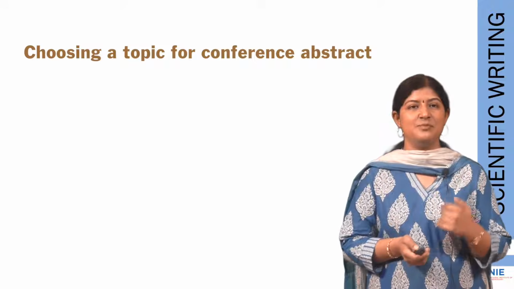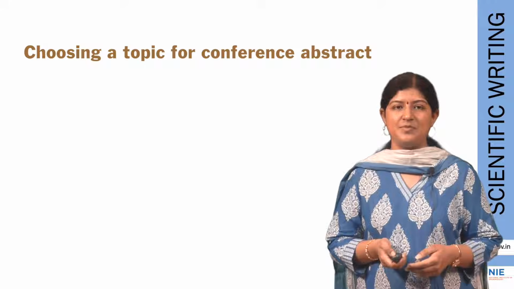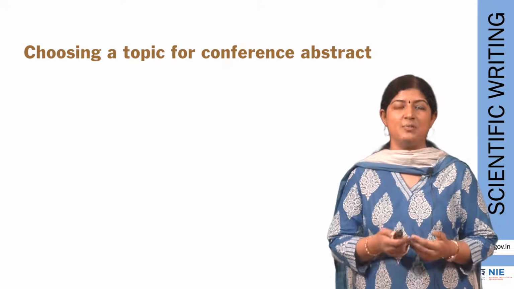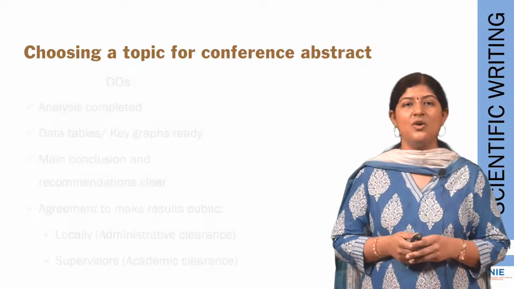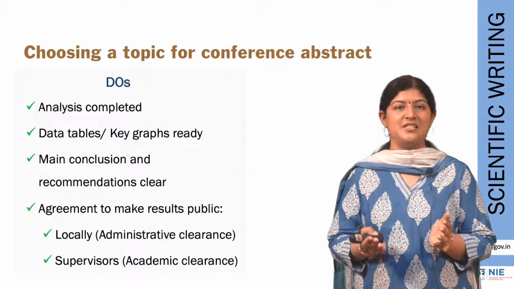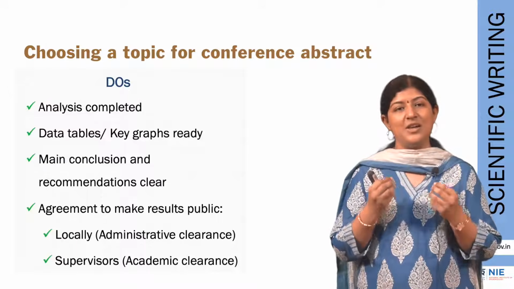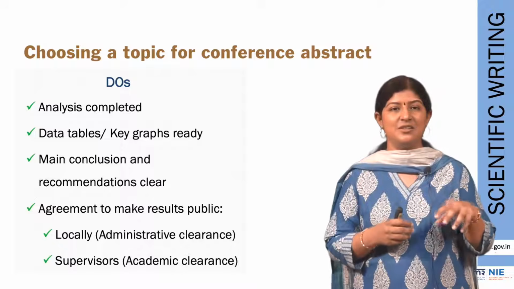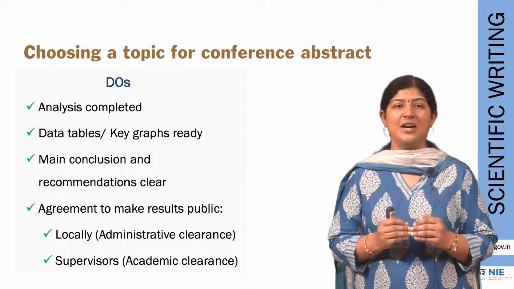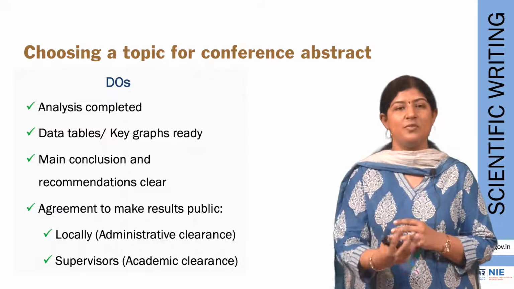Let us now go into a little more detail about each of the steps that we have elaborated in the previous slide. Step 1 is all about choosing the right topic for your abstract. There are certain do's and don'ts when it comes to choosing the right topic. So what are the do's? Always choose topics which address research questions where you have enough data, the analysis of that data is complete, and you have key results either in tabulated form or as graphs, and you know that you have clear conclusions and recommendations which have come out of your results.